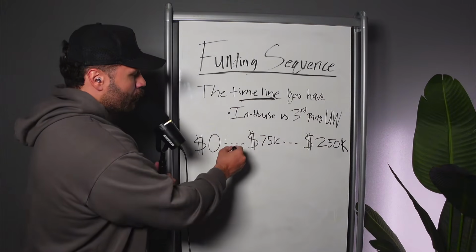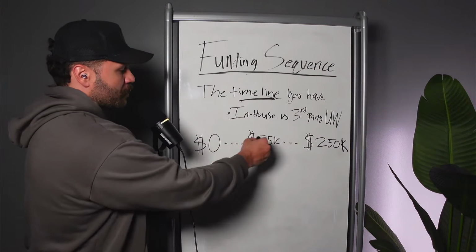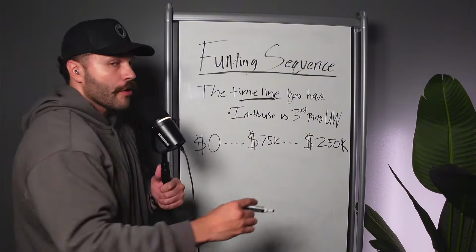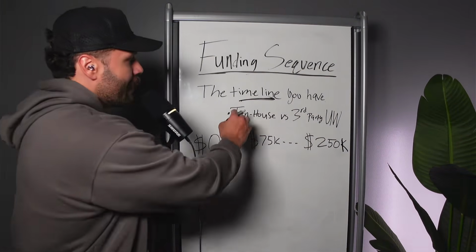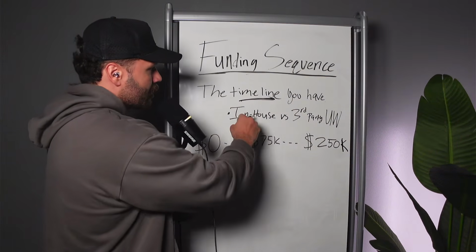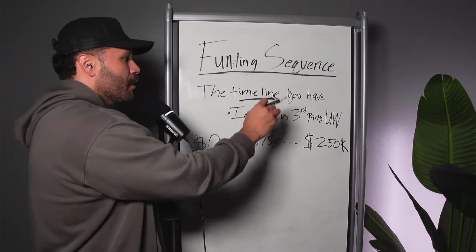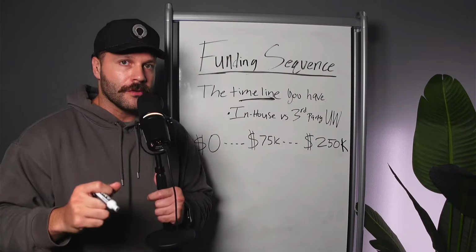Before I give you what a real world example looks like, which is what you see here, starting from 0, going all the way through 250K, I first want to spend like 35 seconds on in-house versus third-party underwriting, because I think it's freaking crucial.